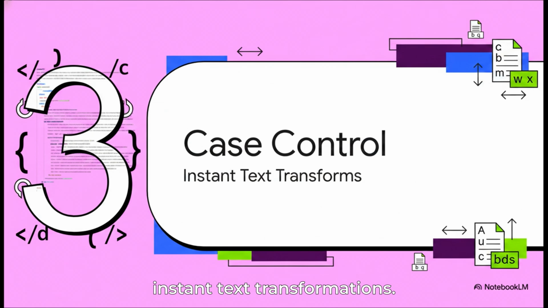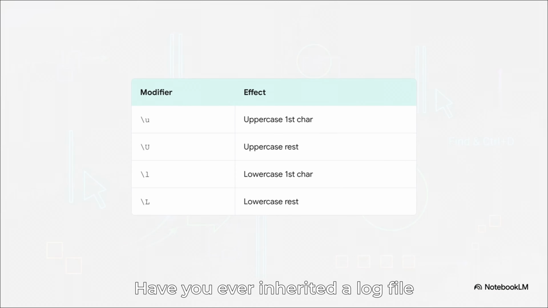Instant text transformations. Have you ever inherited a log file where some systems are literally shouting in all caps, some use lowercase, and the whole thing is just a complete, inconsistent mess? Well, we now have the ability to instantly normalize inconsistent text casing without ever leaving the editor. You can actually stack case modifiers directly inside your regex replace field to fix this. Backslash lowercase u capitalizes just the first character, but backslash uppercase u capitalizes the entire rest of the captured group.